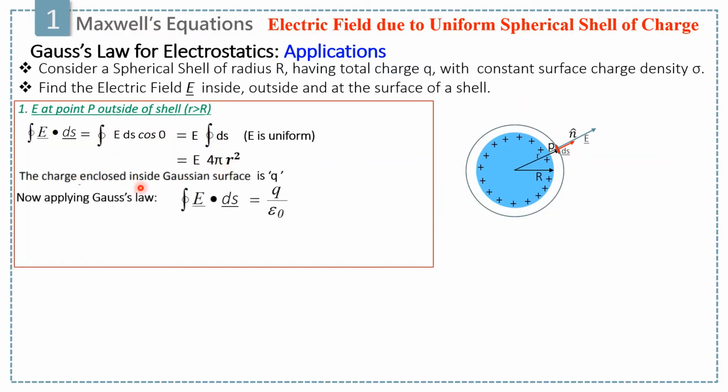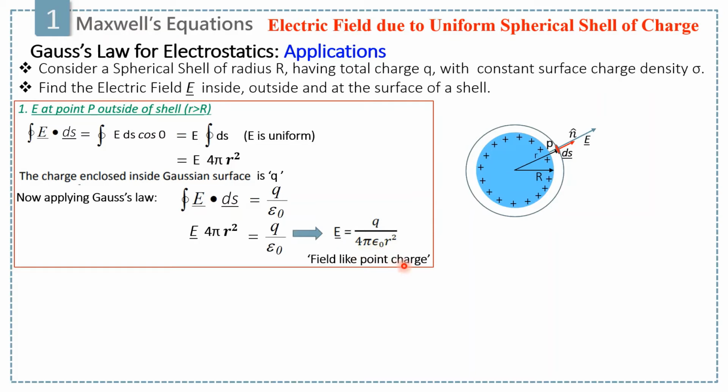The total charge enclosed by the Gaussian surface is Q. By applying Gauss's law, the closed integral of E dot dS is equal to Q over epsilon naught. By equating the Gauss's law equation with the derived equation, we get the electric field E equal to Q over 4 pi epsilon naught r squared. This shows that the electric field outside of the shell is like the electric field of a point charge.